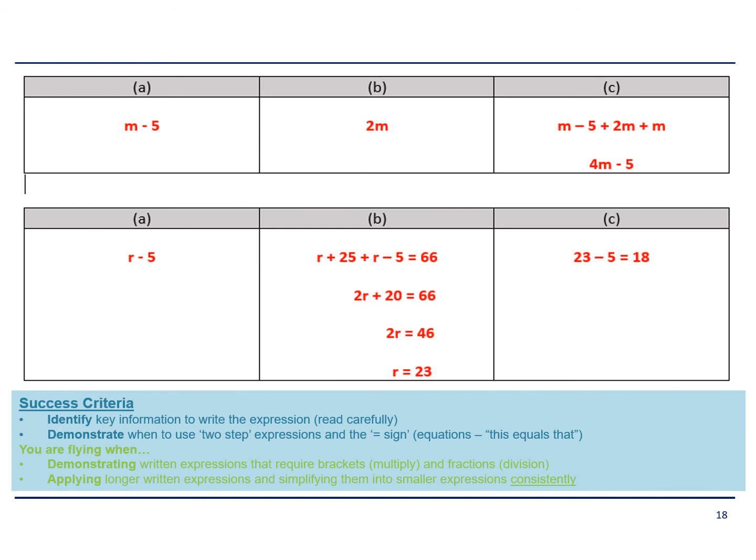And you can see here in C, simplifying. You can see here in B, simplifying right down where possible. In B, we've actually found what R is, and was able to do that because we know that 2R equals 46. So if we divide 2R to get R, and then the same to 46, you get your answer. Okay.